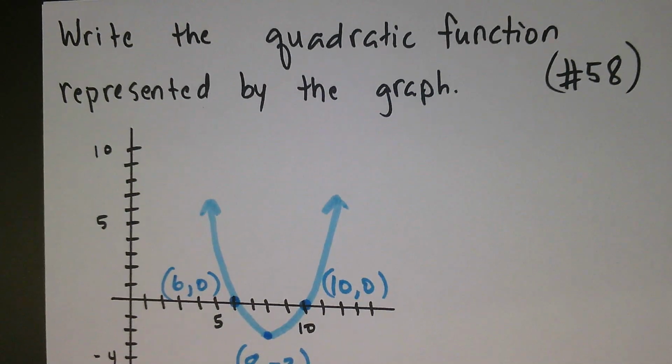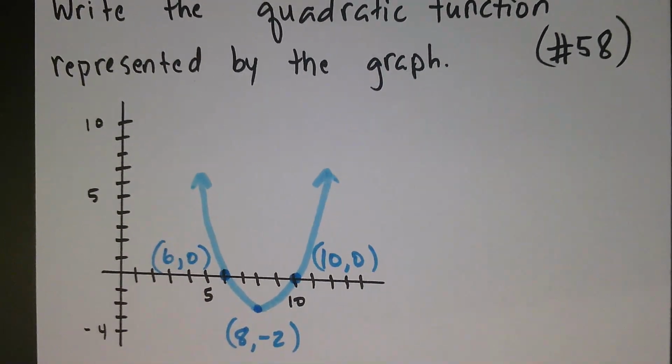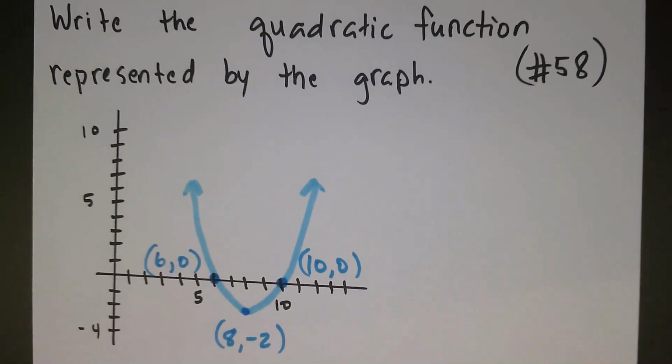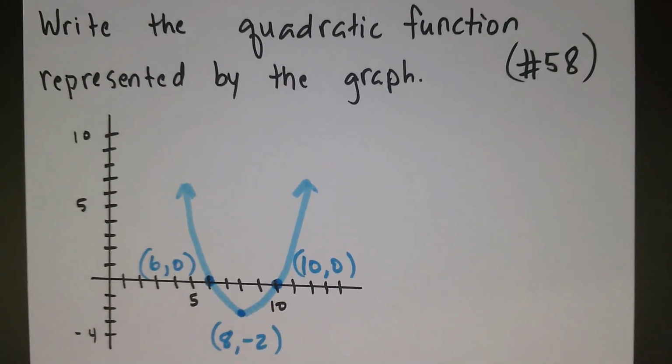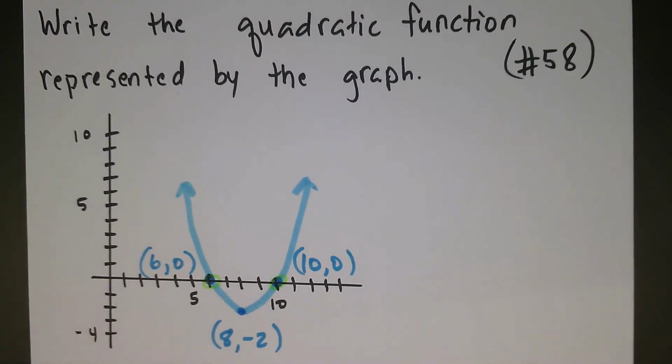Okay, we're supposed to write the quadratic function represented by the graph. There's a graph right here. This is number 58. So more than likely here, we're going to want to use intercept form because they're giving us, look, x-intercepts. That's an x-intercept. That's an x-intercept.